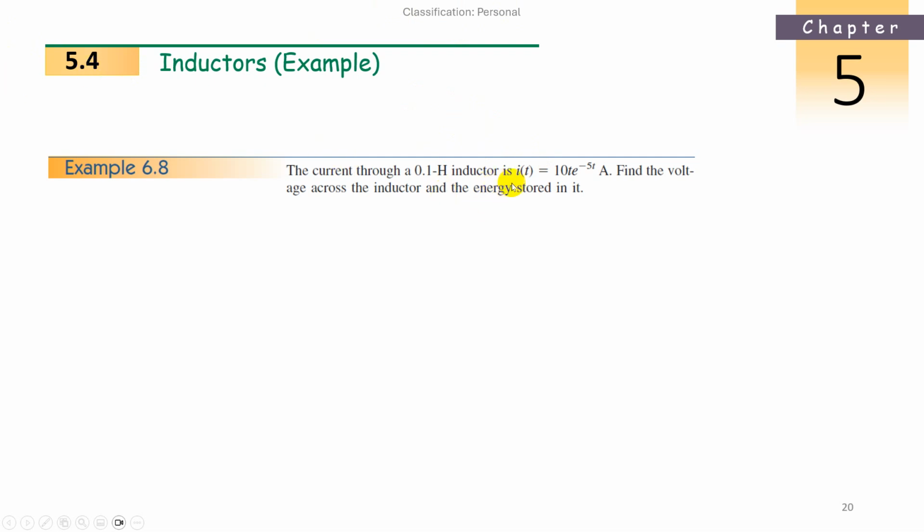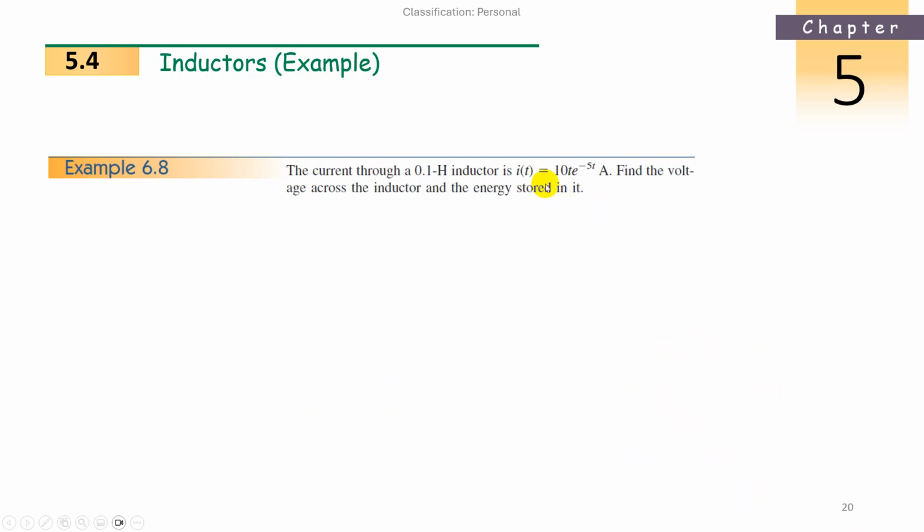So for a 0.1 Henry inductor, the current flowing inside is i(t) = 10 t e^(-5t). This is a time-varying current. It is not a DC current, so the inductor will act as an inductor. If it is a DC current, for example if it doesn't have the t e^(-5t) and is just i = 10 amperes, then it is a DC current. In DC, the inductor will act as a short circuit. It doesn't show its effect. It can't store energy.